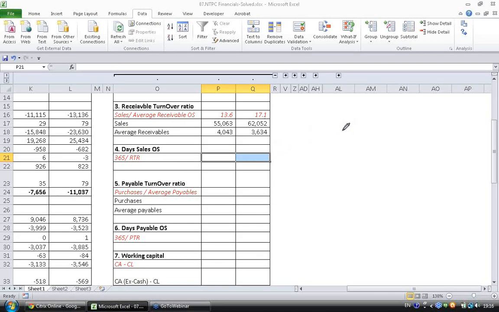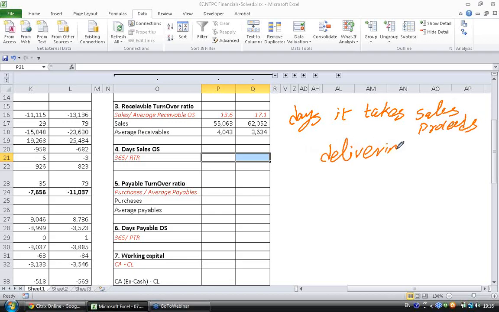Let us look at this ratio, days sales outstanding. So what does this ratio really imply? This ratio really implies how many days it takes to collect the sales proceeds after delivering the goods. Right? So this is the interpretation of days sales outstanding.